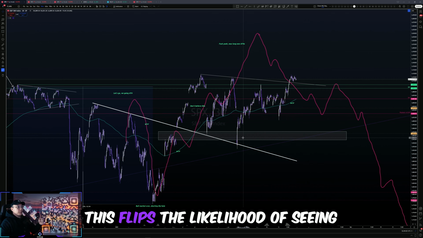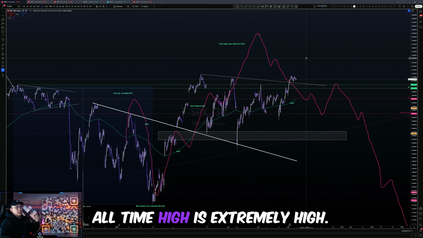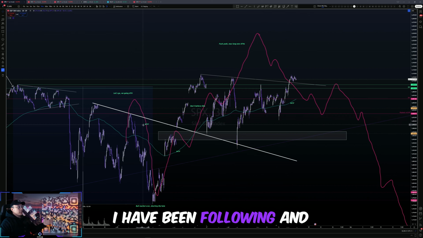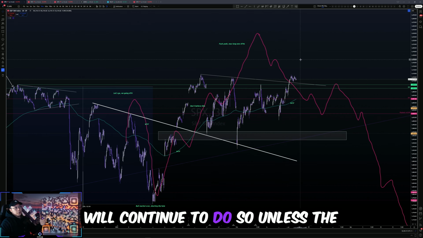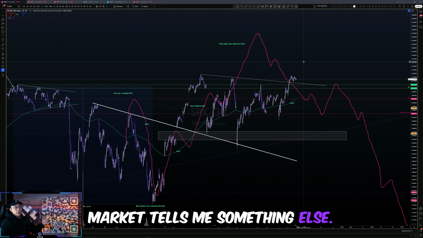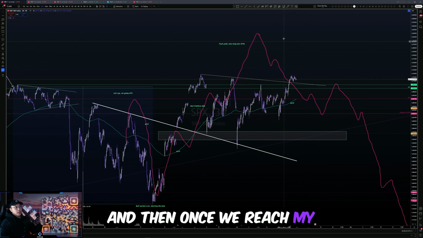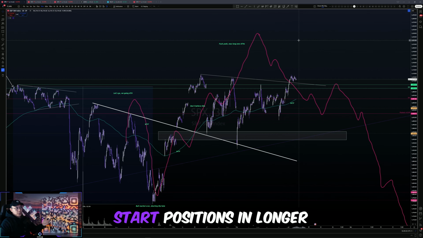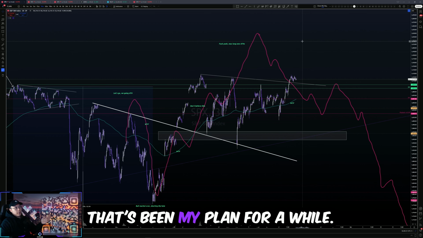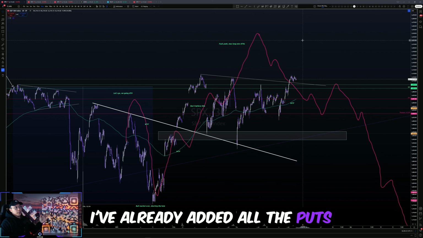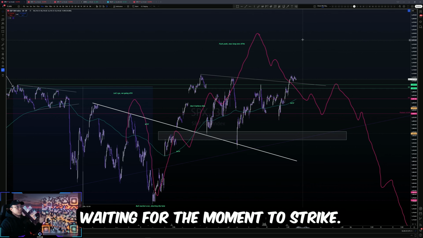So unless this flips, the likelihood of seeing an all-time high is extremely high. I have been following and executing my trades based on my squigglies from day one, and I will continue to do so unless the market tells me something else. And then once we reach my targets here, I'm going to start positions in longer term swings for puts. That's been my plan for a while. I've already added all the puts a few weeks ago, and I'm just waiting for the moment to strike.